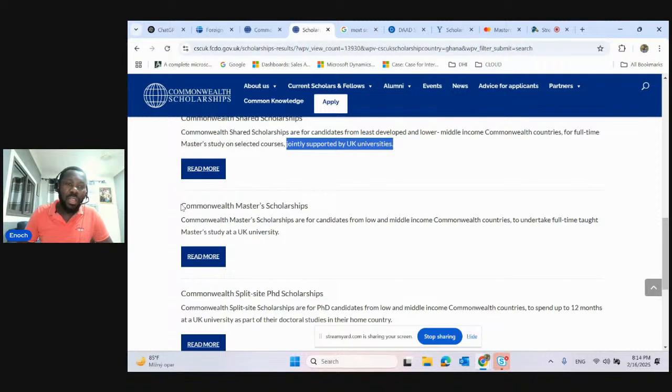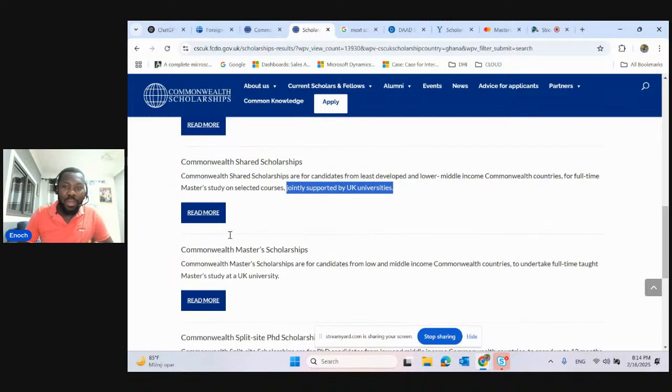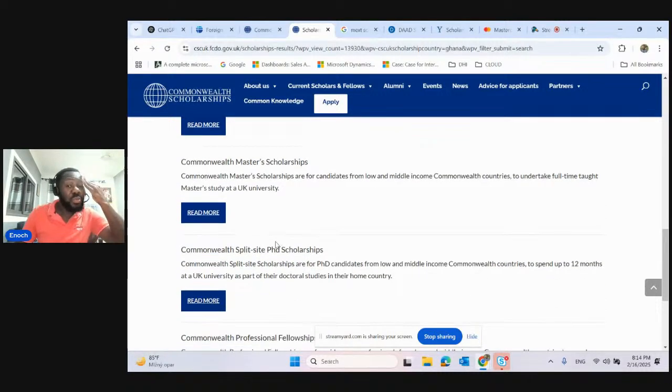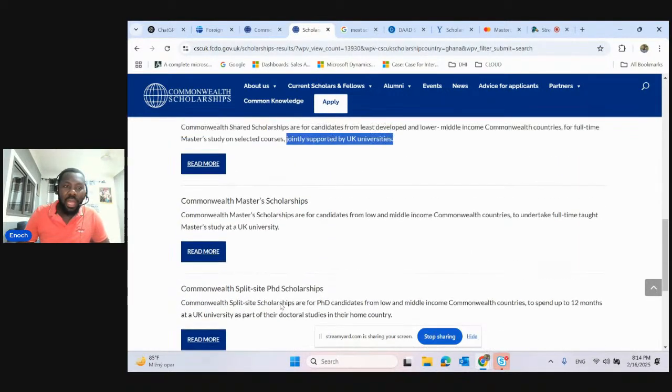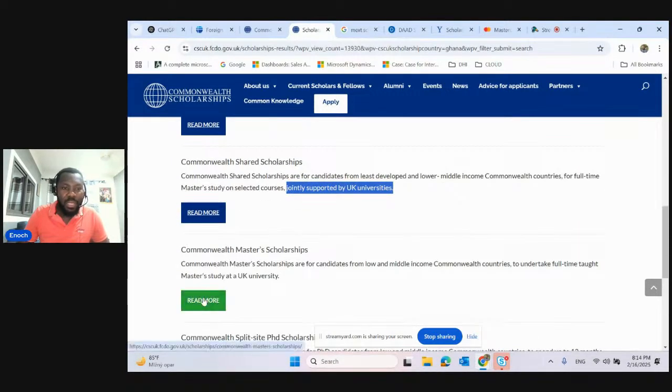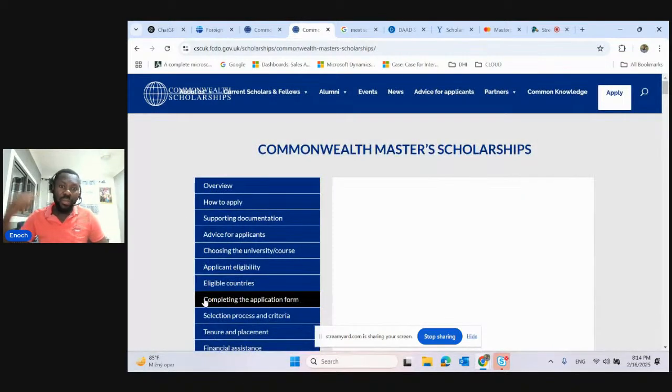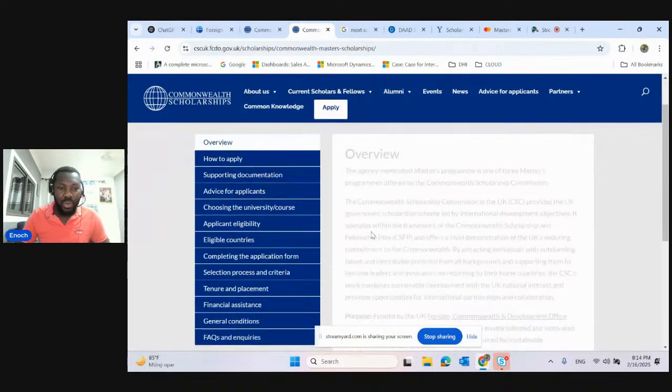And then they have the Commonwealth Masters Scholarship. This one we will come and read more. But trust me, the application processes and requirements are quite similar for all the scholarships, except that if you're applying for PhD, you may be required to submit more information than if you are applying for masters. So let's look at the Commonwealth Masters Scholarship.